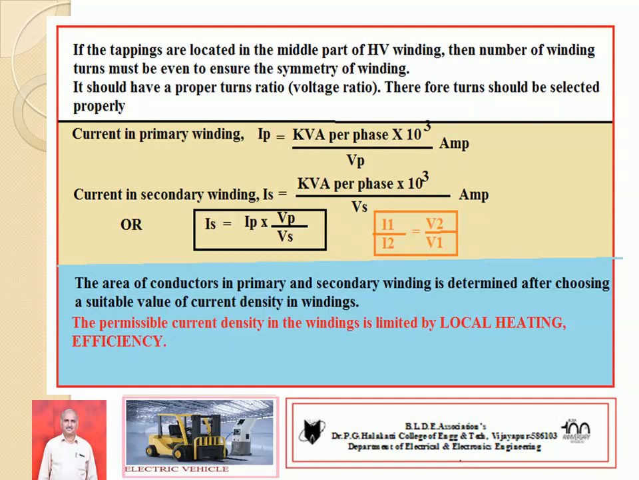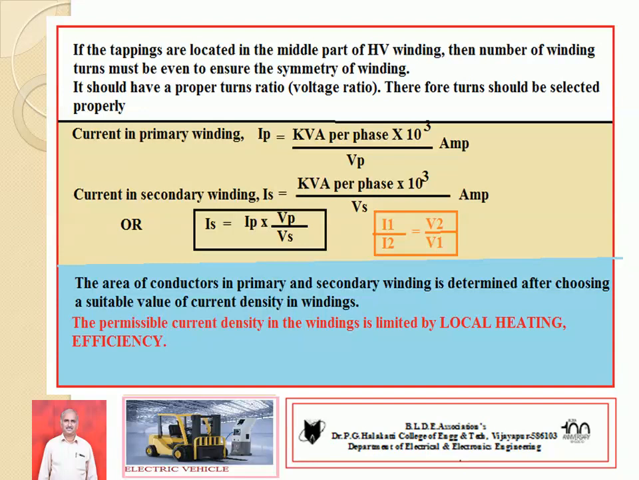If the tappings are located in the middle part of the HV winding, then it should ensure the symmetry. If the tappings are used, then the proper voltage ratio should be mentioned.